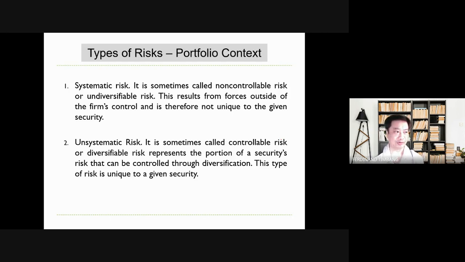No? So for example, yung pandemic na to is an example of a systematic risk. Because regardless of how much diversification you do, we will be affected. And actually, the entire world was affected by this pandemic. No? Now, the unsystematic risk, this is sometimes called controllable risk or diversifiable risk. Because it simply means that it can be controlled.